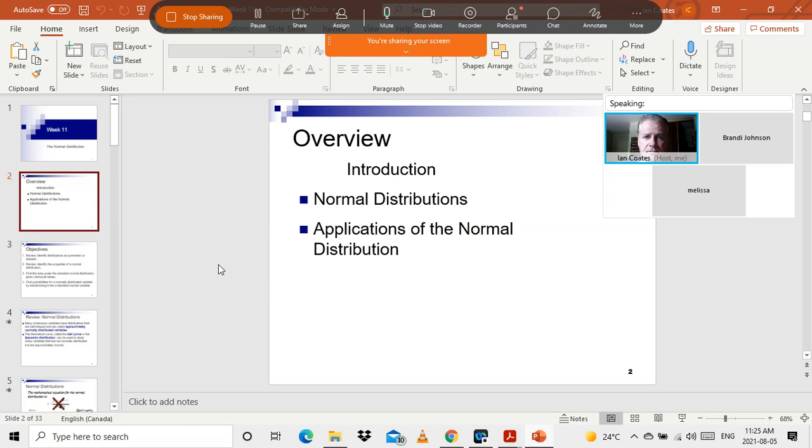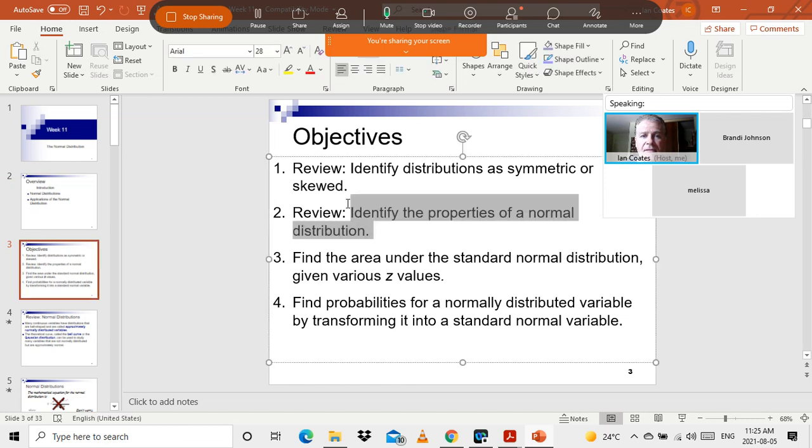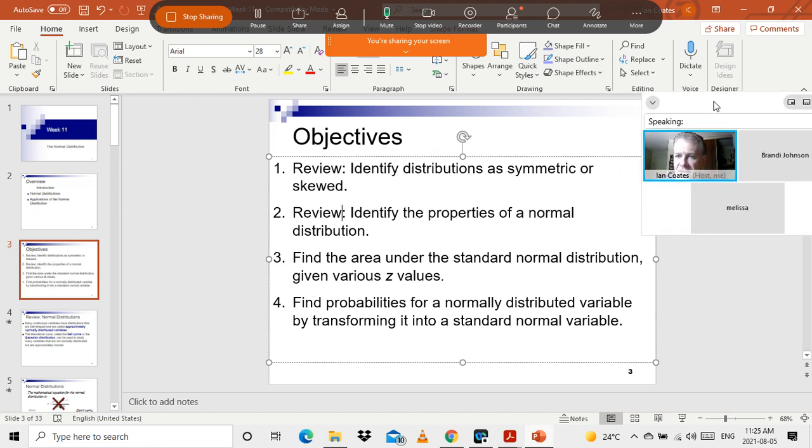So here we go. Today we're going to be doing the normal distribution and applications of this normal distribution. Okay. We've already done these. They're review. We're going to go over them again, just to clarify, just to get everything going, right? So we're going to identify a distribution as symmetrical or skewed. We've kind of done that already, right? You've got left skew, you've got right skewed. If your mean is bigger than your median, these kinds of things. But where we're going now is we are just doing the bell-shaped. That's where we're headed right now.